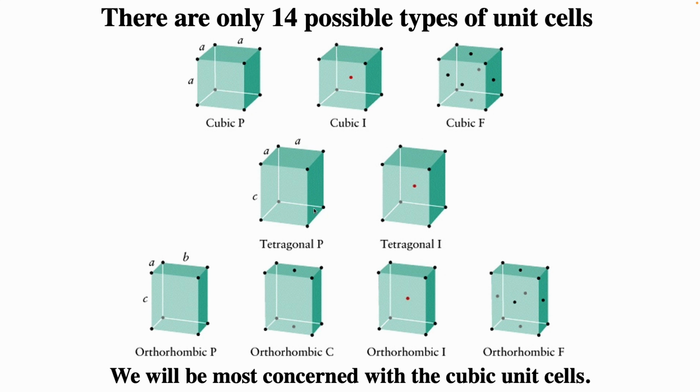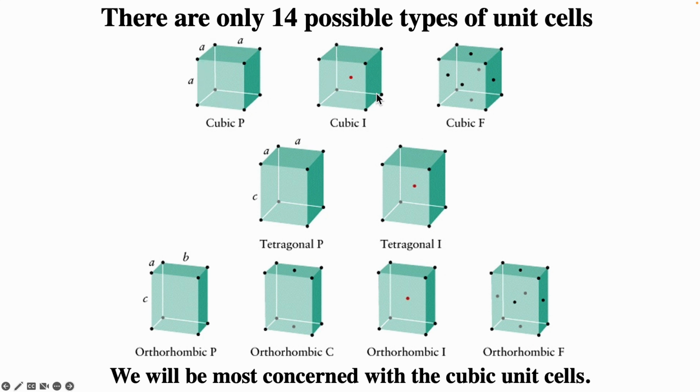It's kind of cool. There's only 14 possible types of unit cells. And so the top 3 are cubic unit cells. And so you have the primitive cubic, where each of these circles corresponds to either an atom, an ion, or a molecule. And so this is called simple cubic, you have a particle on each corner.